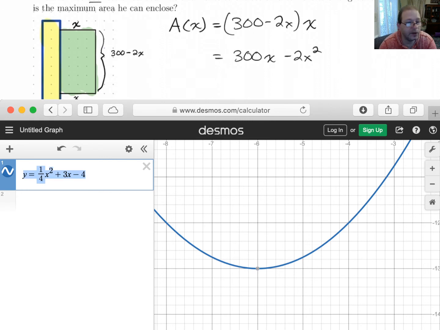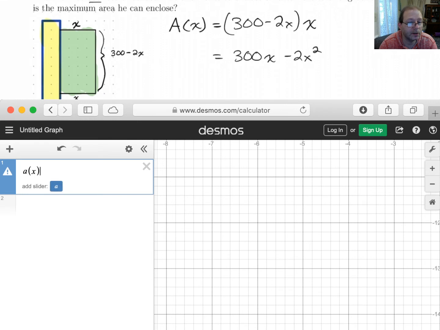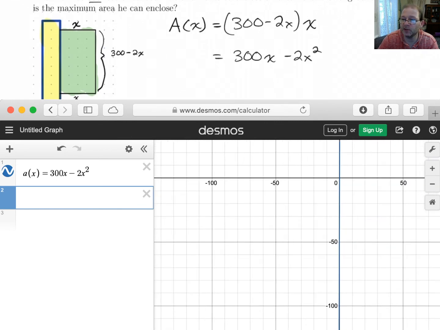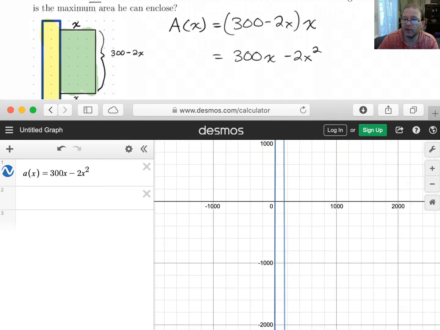So we've got A of x equals 300x minus 2x squared. All right, and it looks like we don't even have a parabola, but it's because I've got to zoom out to see it. This parabola is huge.